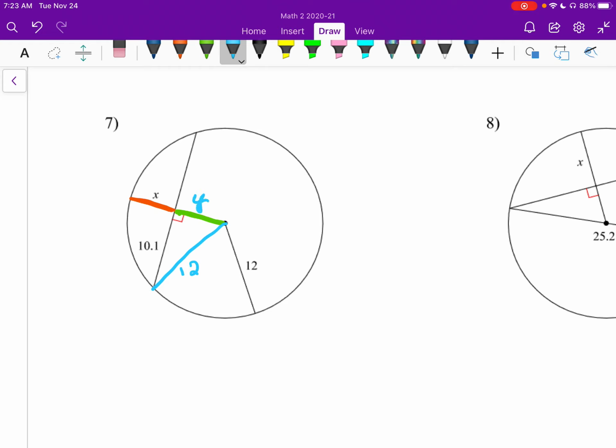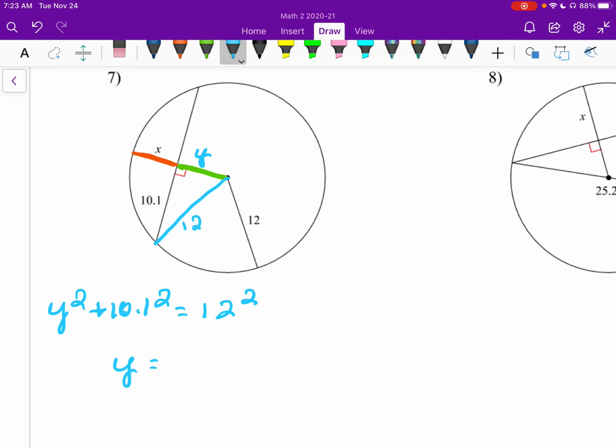So I'm going to introduce a new variable y, and now I can use the Pythagorean theorem to find y. So I say y squared plus 10.1 squared is 12 squared. I'm going to rearrange that and say y equals the square root of 12 squared minus 10.1 squared. So in my calculator, square root of 12 squared minus 10.1 squared gives me, we'll say, 6.5. So y is 6.5.